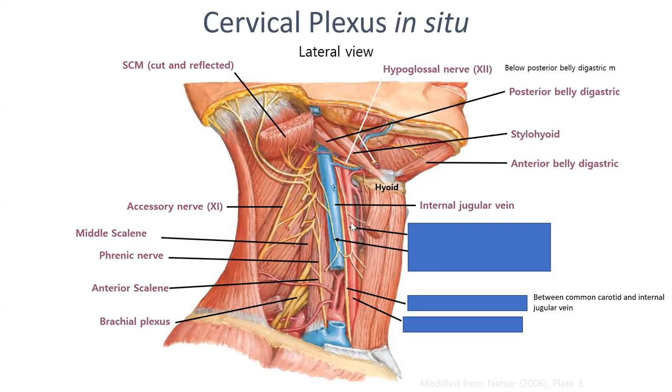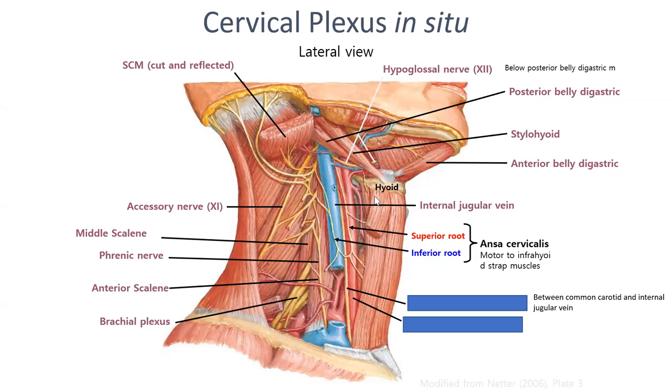Ansa cervicalis. Okay. I don't think he'll ask this, but which one is superior and which one's inferior? So, of the nerves? Superior root and inferior root. Later on, it shows a better picture of just the nerves, but if you look where it attaches, this one attaches more superior to this one. That's the only way that I knew the difference on that. What about this one in between the internal jugular and the common carotid here?